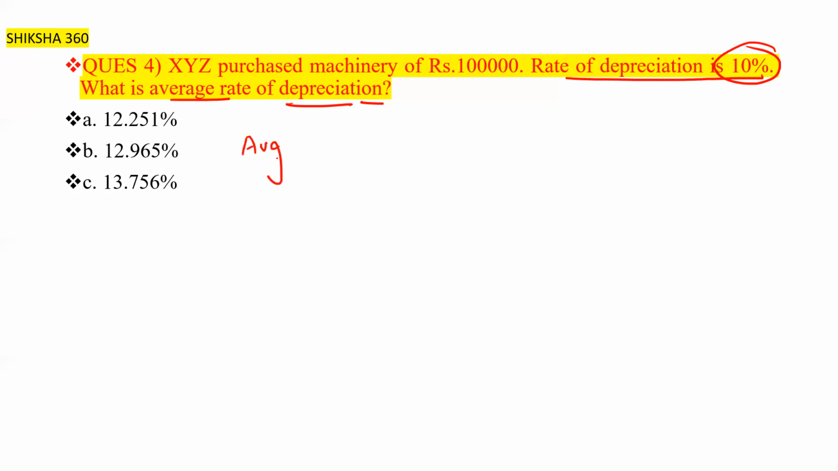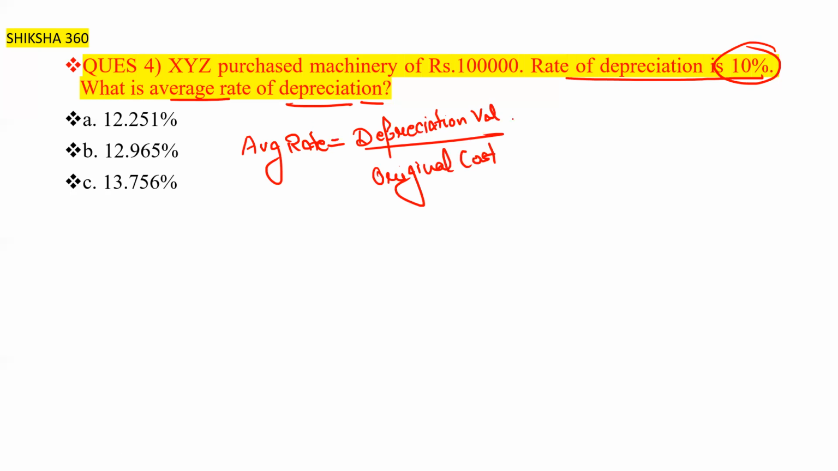So how can we calculate the average rate of depreciation? Here it is depreciation value upon original cost, into 100 for percentage. For how many years? This is for 4 years, so it will be divided by 4, or we can say the number of years. So we will simply put in the values.